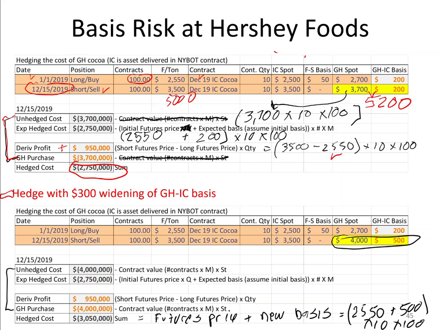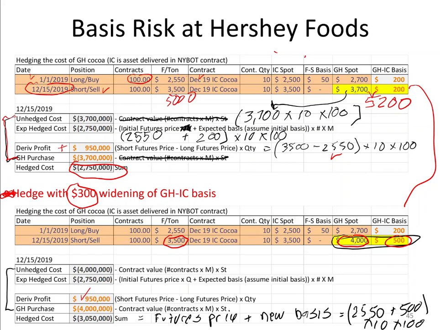However, I'll do one more example. I'm going to repeat this example, except what if at maturity the basis goes from 200 to 500? So the only difference in these two is that at maturity, Ghana cocoa goes to 4,000. This is still 3,500, so the basis is 500. So what happens to their unhedged cost and hedge costs? Well, their derivative profit is still $950,000, right? Because nothing changed in Ivory Coast cocoa.